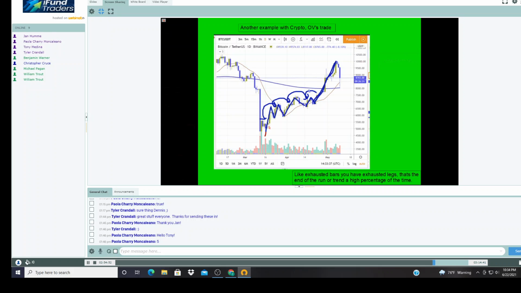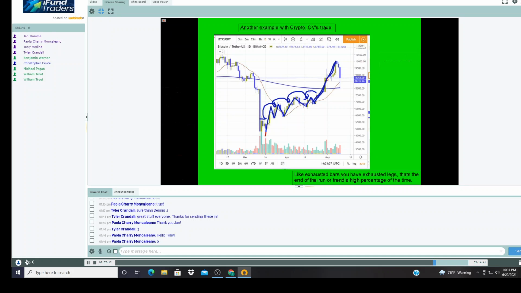So he would buy every time it dipped. He would buy the dip. So each one of these are legs, right? You see these legs going up, it pulls back, gives you another leg up, pulls back, another leg up, pulls back. And it just did that over and over and over.